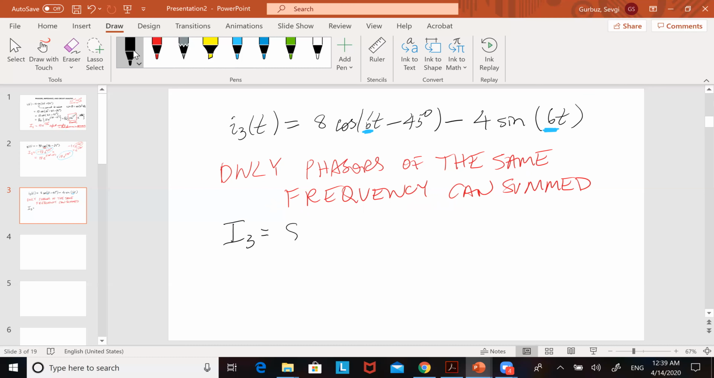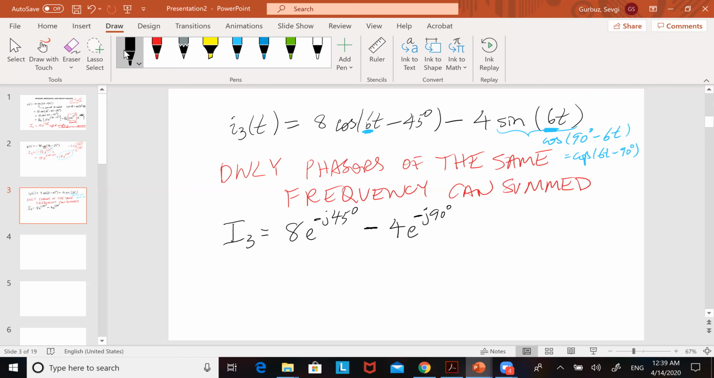This is going to be 8 times e to the minus j 45 degrees. Again, we just peel out the amplitude and the phase terms from here and then combine it into the complex exponential for the scaling factor. And then now we have a sine term here. And remember that the sine is equal to 90 degrees minus the cosine. So this is actually cosine of 90 degrees minus 6t, which is equal to the cosine of 6t minus 90 degrees. So the phasor for the second term then would be minus 4 times e to the minus j 90 degrees. And now we have to add these two complex numbers together.